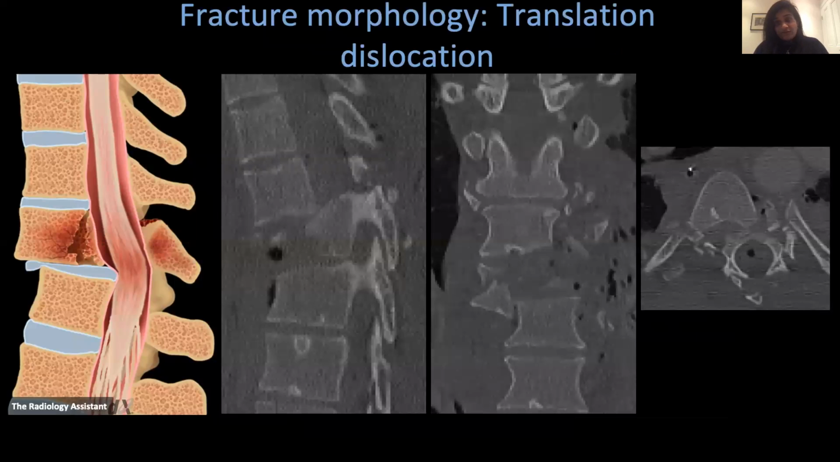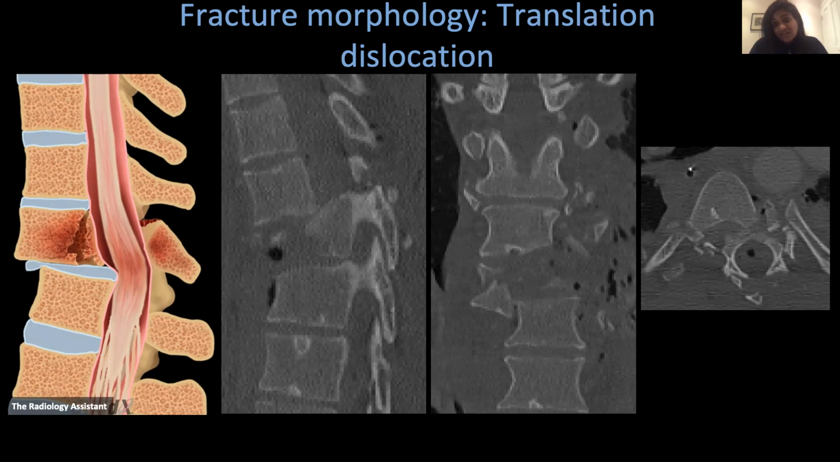And then the final fracture morphology is the most severe one, really, the translation dislocation. And these result from violent complex forces. So usually a fall from a height, suicide attempts, high speed motor collision accidents. And this is a 3-column injury. Most have a severe neurological deficit, and it's essentially a traumatic spondylolisthesis with a fracture of the posterior elements, with or without fractures of the vertebral body, which they usually are.